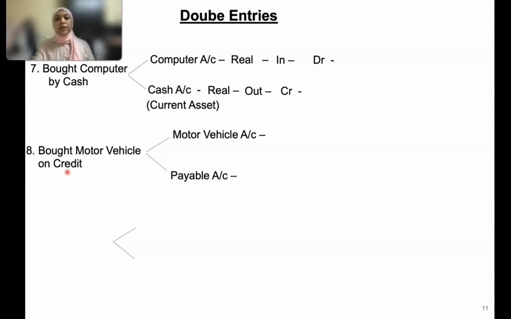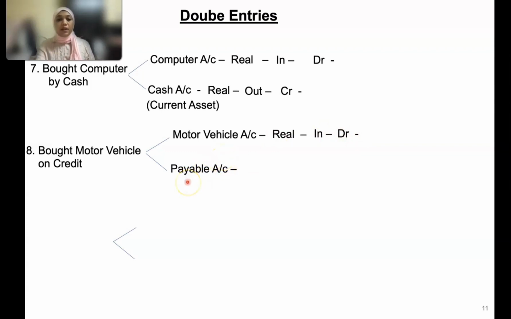We will open the payable account, right? Then we will decide debit or credit. Motor vehicle account is real. It is in, so we record it in the debit side. Okay, then the payable account, if that is debit, we will definitely record credit side in the payable account, right? But I want you to know the reason.